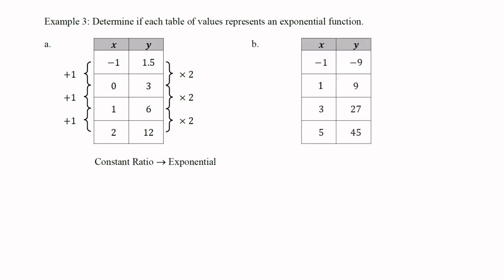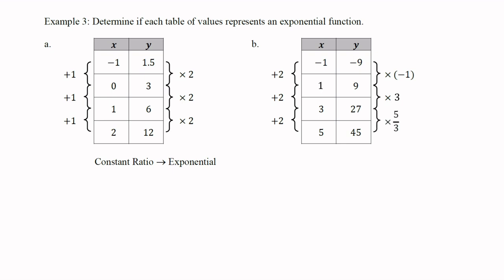For the next table, we take a look at our x values. For each x value, we are adding 2. So now we look at our y values. From negative 9 to 9, we multiply by negative 1. To get from 9 to 27, we multiply by 3. And right there, we already know it's not exponential because our multiplication factor, or our constant ratio, is not constant.